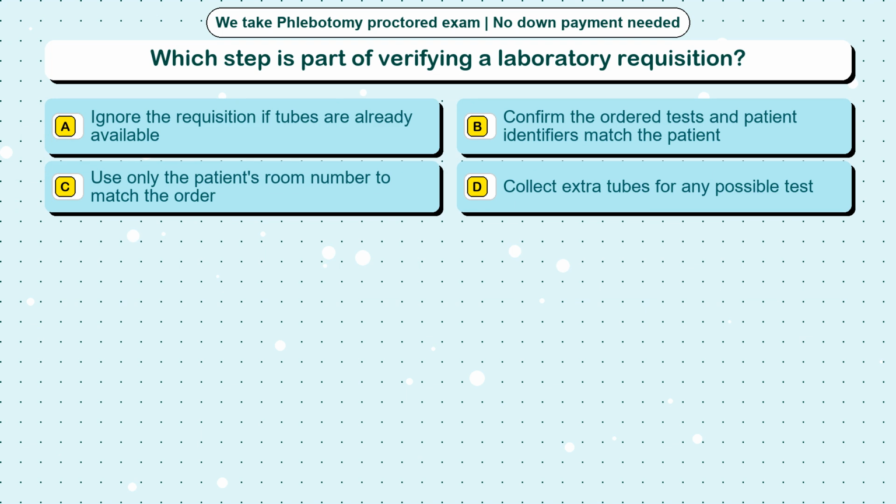Question 46. Which step is part of verifying a laboratory requisition? Option A. Ignore the requisition if tubes are already available. Option B. Confirm the ordered tests and patient identifiers match the patient. Option C. Use only the patient's room number to match the order. Option D. Collect extra tubes for any possible test.